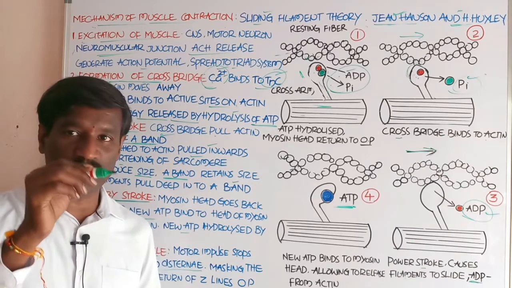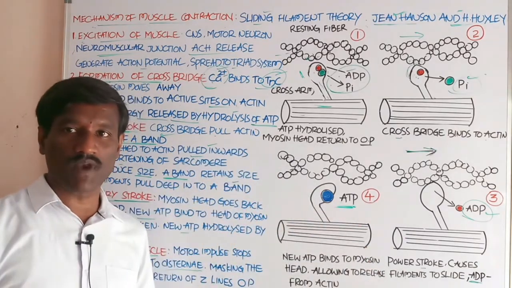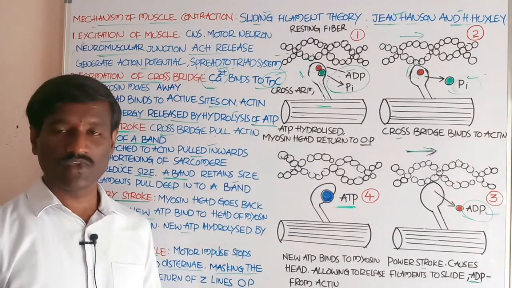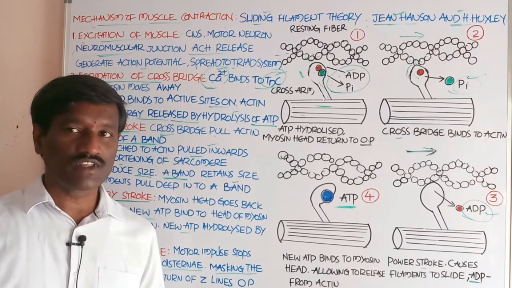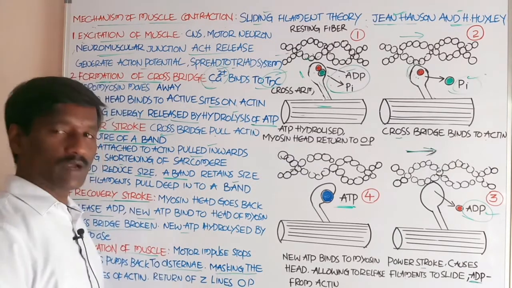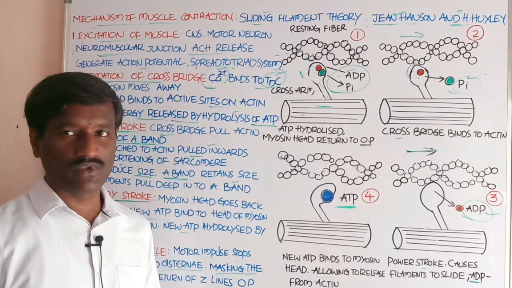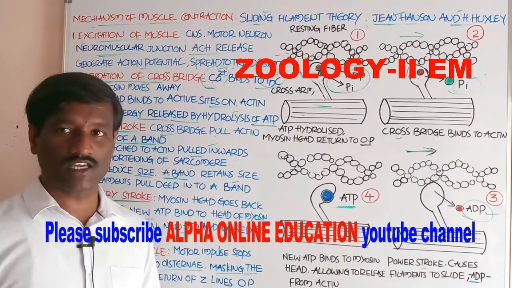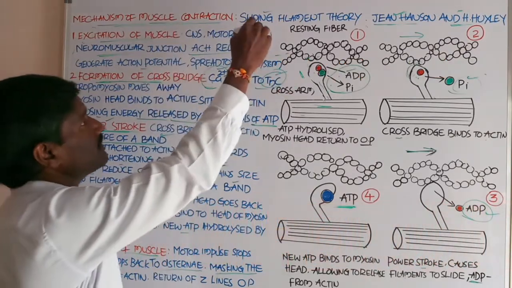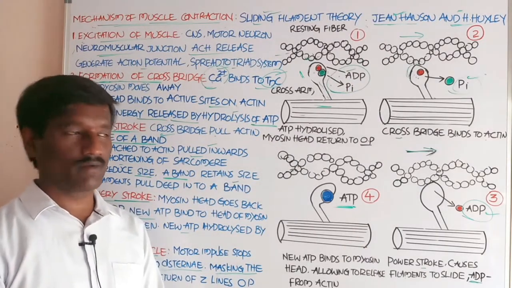The calcium ions which are present in the sarcoplasm are pumped back into the cisterna of the sarcoplasmic reticulum, and at the same time the active site of the actin is masked with the help of the tropomyosin. Okay, student, and at the same time the Z lines return to their original position. This causes relaxation. Okay, student, this is the entire process of the mechanism of muscle contraction by the sliding filament theory given by Jean Hanson and H. Huxley.